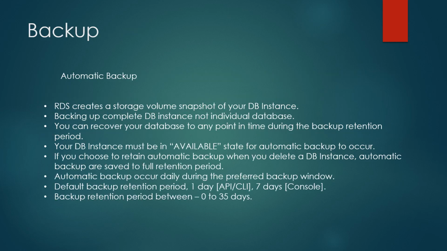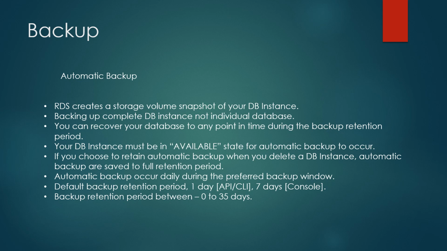There are two ways you can take a backup of your database. You can set up automatic backup or you can take a manual backup. During backup, RDS creates a snapshot of the storage volume and it backs up the complete database instance, not any particular database. There is a retention period for the backup, and during that retention period you can restore the backup at any point in time. The instance should be in an available state for taking the backup.